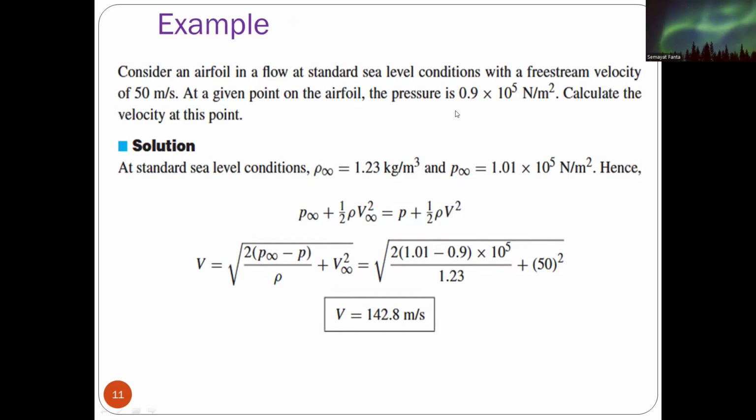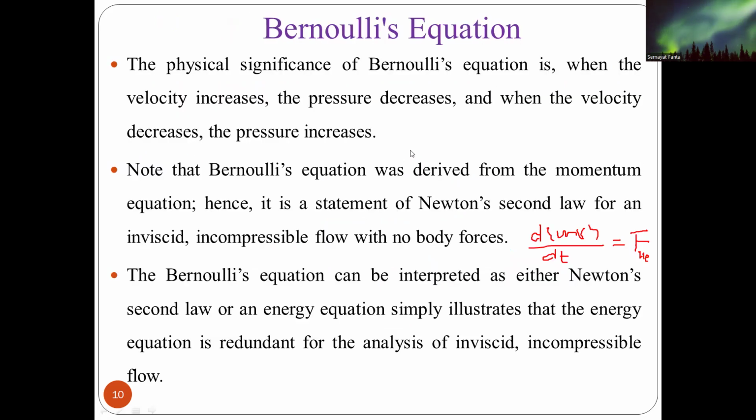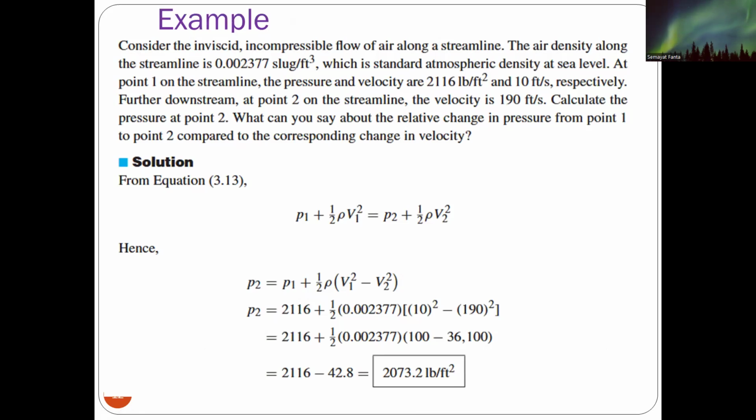The density of the free stream is already given, so that we can compute it. Okay, so that gives us about 142.8 meter per second at the point. Okay, so let's see another example. Actually, they are almost the same.